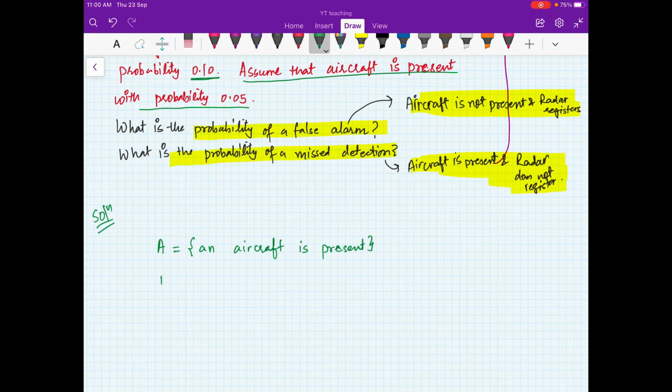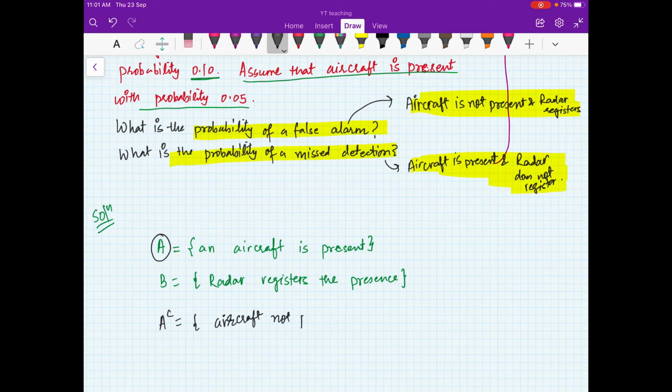And B is the event that radar registers the presence. Okay, so you don't have to specify event C and D for aircraft not present and radar not registering, because if you have specified A, then A complement will be aircraft not present, and B complement will be radar does not register.